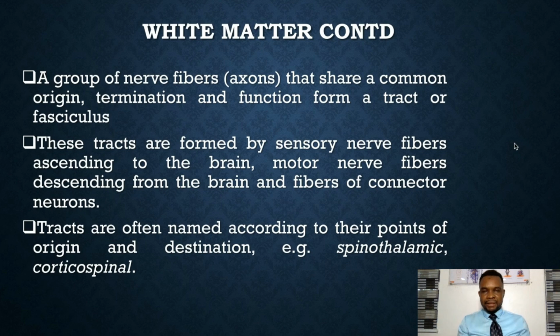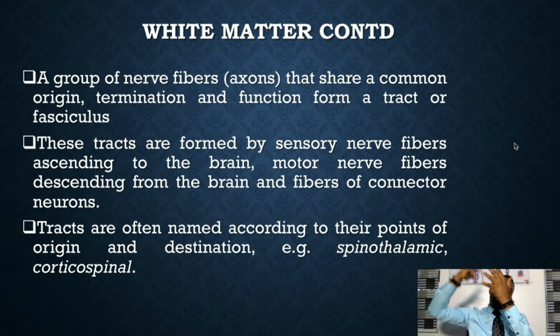We have the spinothalamic tract, and a lot of tracts that go to the spinal cord and from the spinal cord. These tracts are formed by sensory nerve fibers ascending to the brain and motor nerve fibers descending from the brain, the fibers of the effector neuron. So the ones going to the brain, when these axons, groups of nerve fibers, come together to form this tract, are called the ascending fibers, and the ones coming from the brain are called the descending fibers.